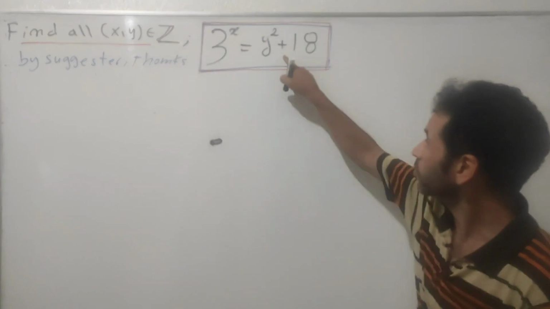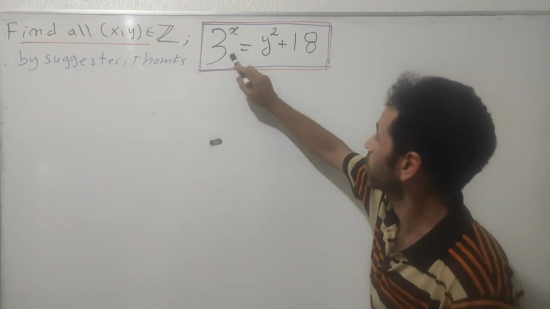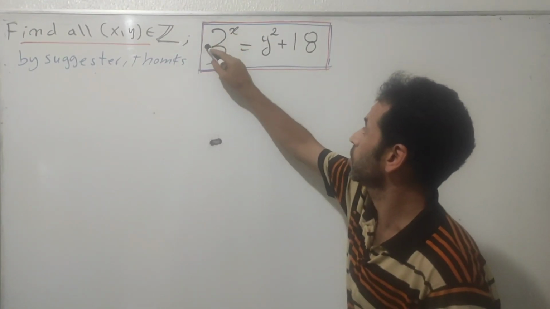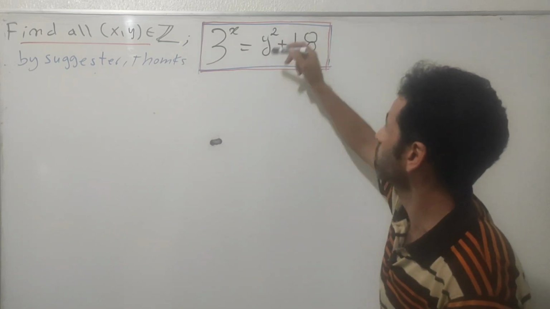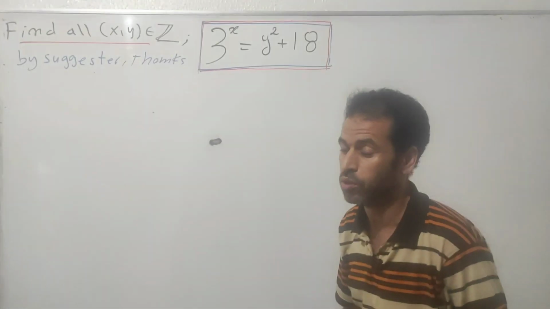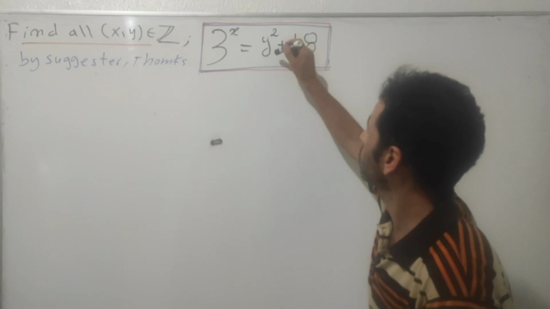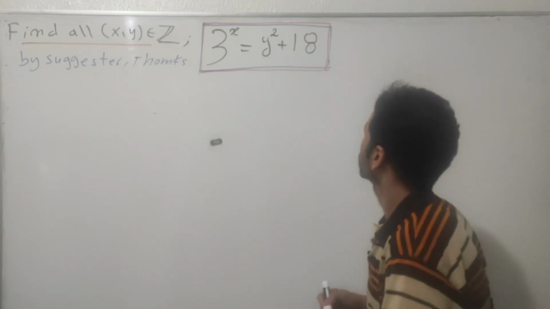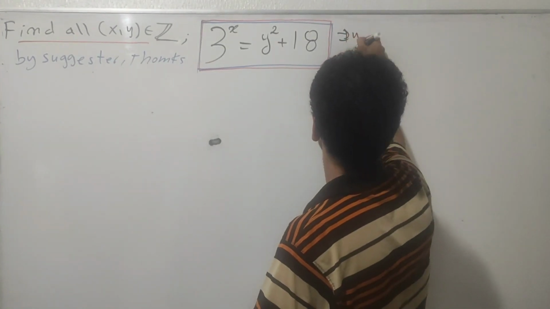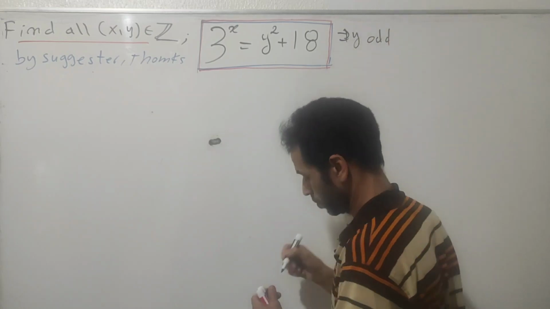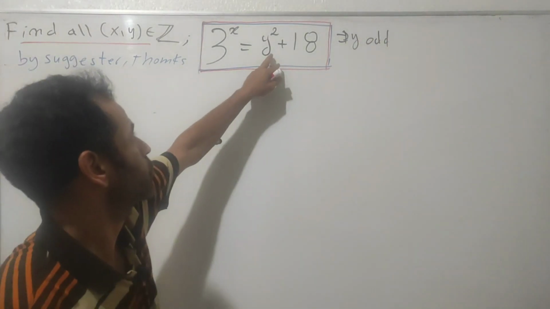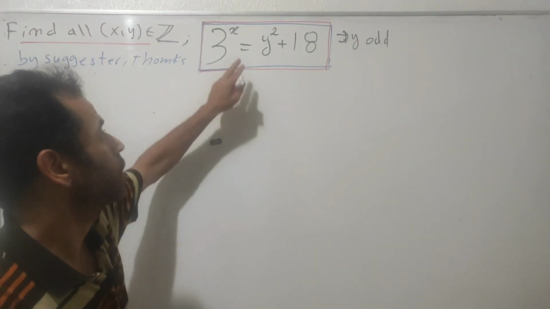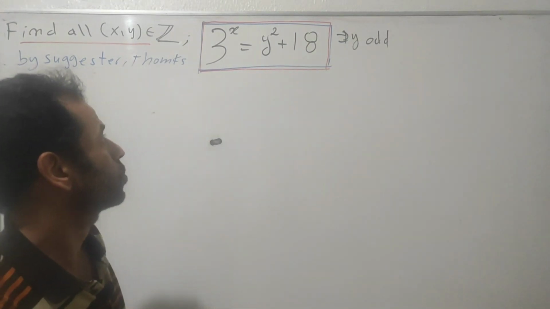If you take a look up here, you see this number 3 is odd, which means the right hand side of this equation must be odd as well. In other words, y is odd. So y is odd. Let's check the parity of x. Let's reduce the equation mod 4.